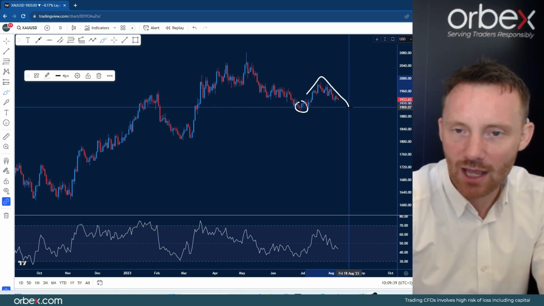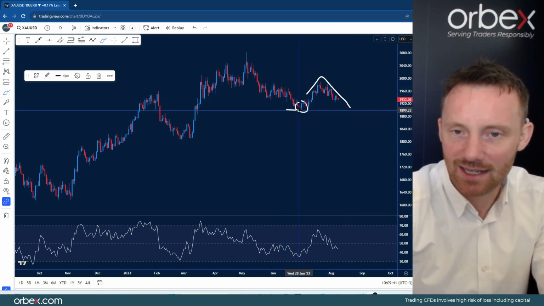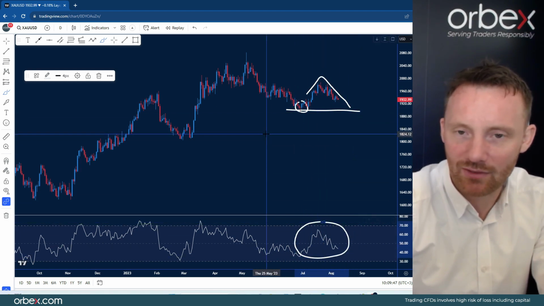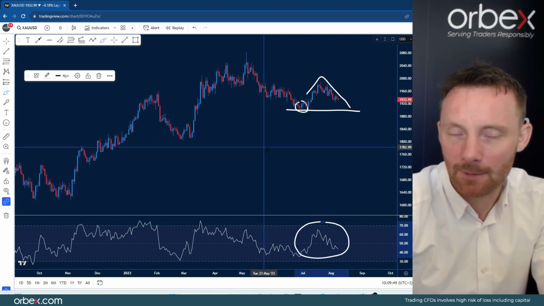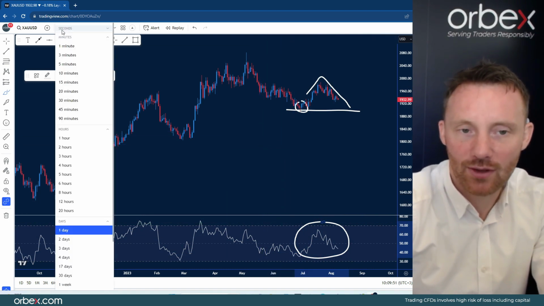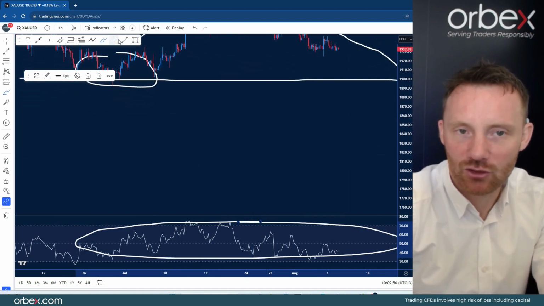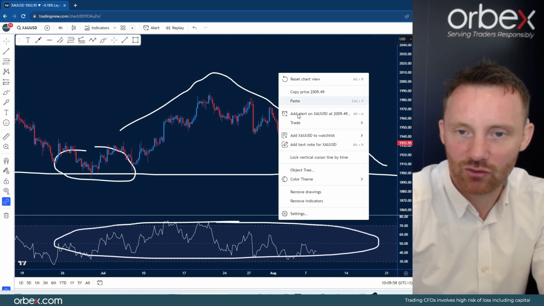If we do break this, we're expected to see this particular area being tested once again, and obviously the RSI is going in that direction as well. Not really many divergences to start propelling gold at the moment. If we look on the 4-hour chart, however, a bit of a better, closer look, more of an intraday outlook, I'll just remove these drawings so it's a little bit easier to see.